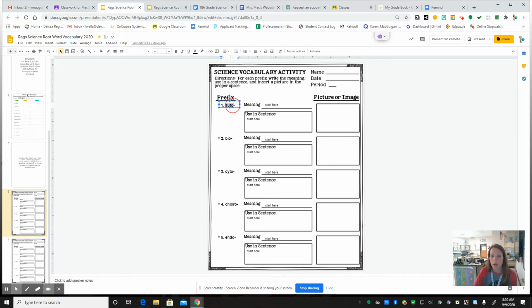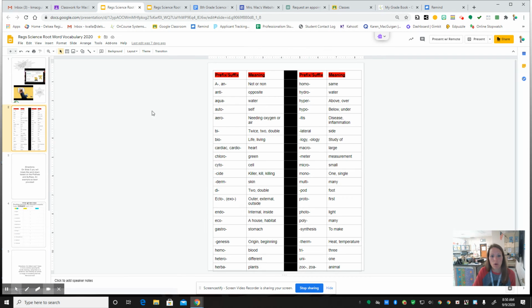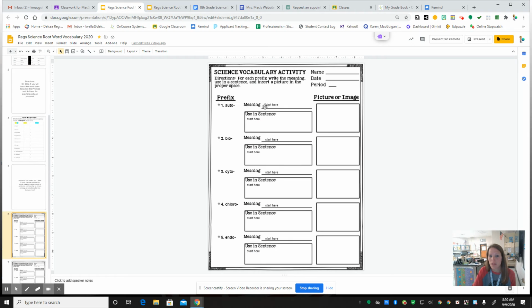The first one is auto. Can you think to yourself, what's a word that begins with auto? In my example, I thought of an automobile. Write down the meaning of the word auto. If you need to reference back, you go up here. Auto means self. So when I go down here, I'm going to write self. And then your sentence: I drove an automobile to school today. And then you do picture or image.